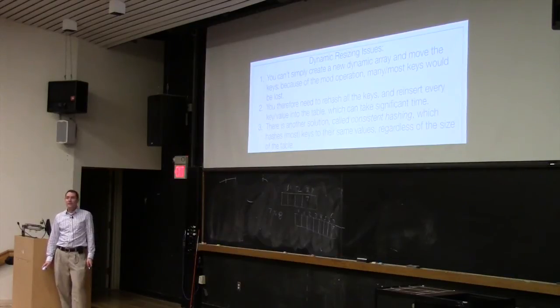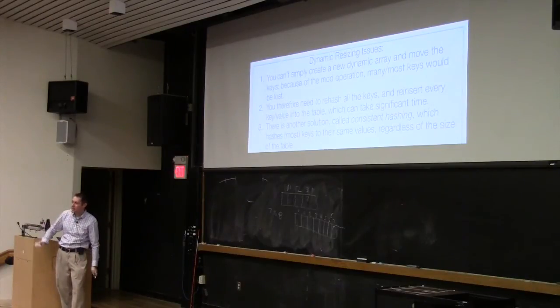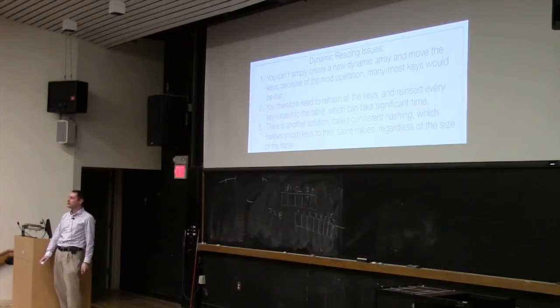There is another way to do this called consistent hashing, but it's really tricky to do. I don't even know how I would come up with a consistent hashing thing. It basically says, no matter what, hashes are going to end up in the same place each time. It's not easy to do, and I don't think it's very generic. You could do that, but basically, rehash all the keys into your new array.